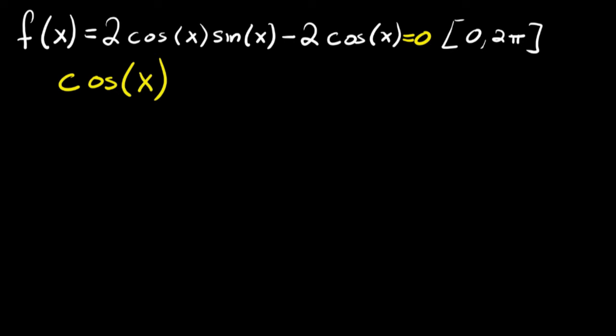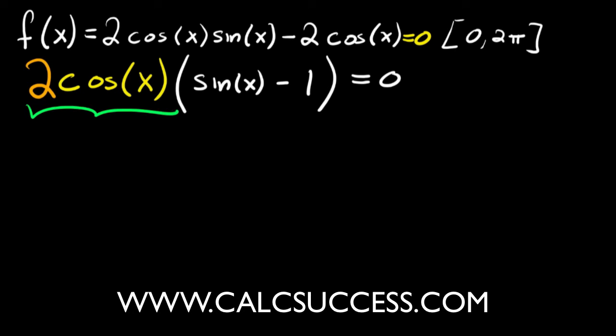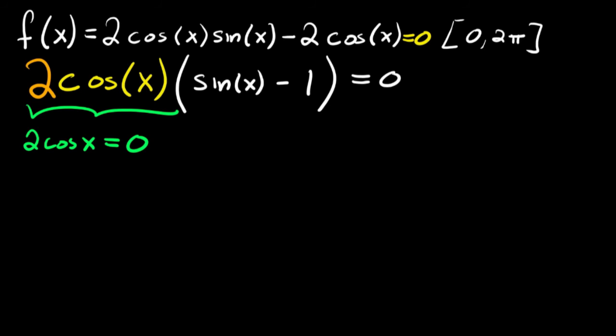And might as well factor out the 2 cosine. And that would leave you with sine of x minus 1 is equal to 0. And then all we have to do is solve each one of these. So we would solve, for example, 2 cosine of x equals 0. And then we would solve this other one: sine of x minus 1 equals 0, or sine of x is equal to 1.